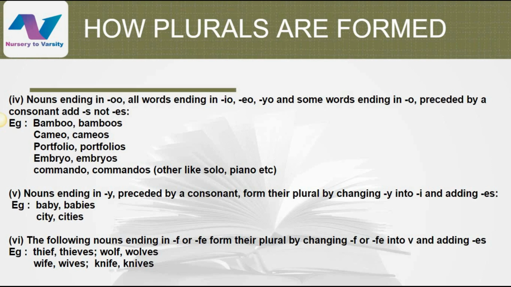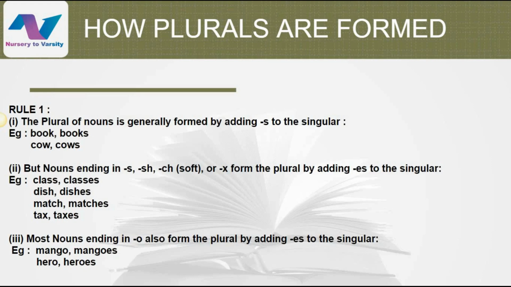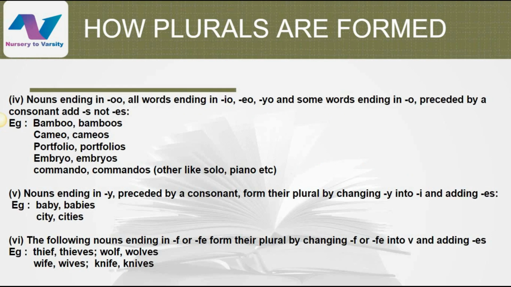And as you remember, according to the previous rule, let me change the slide and show you. In the last rule, the third one, we read that most nouns ending in o also form the plural by adding es to the singular. Whereas the next rule simply says that o preceded by a consonant, add s, not es. So this is one more additional rule to the previous rule.